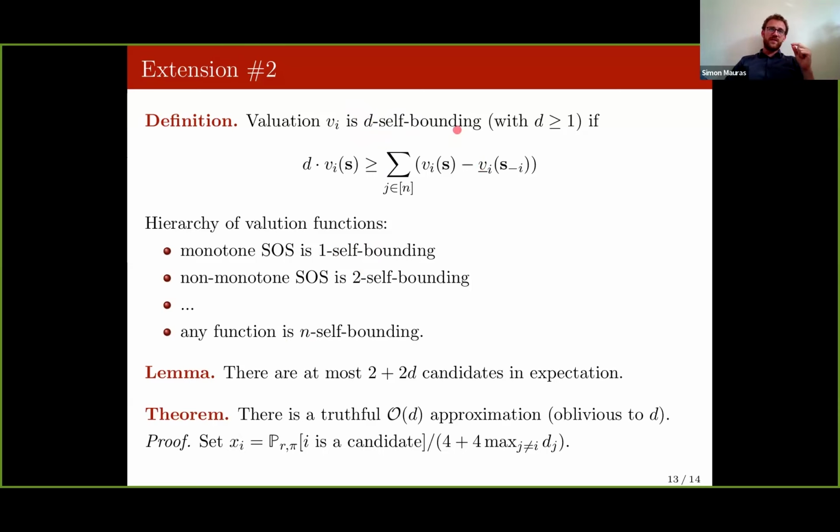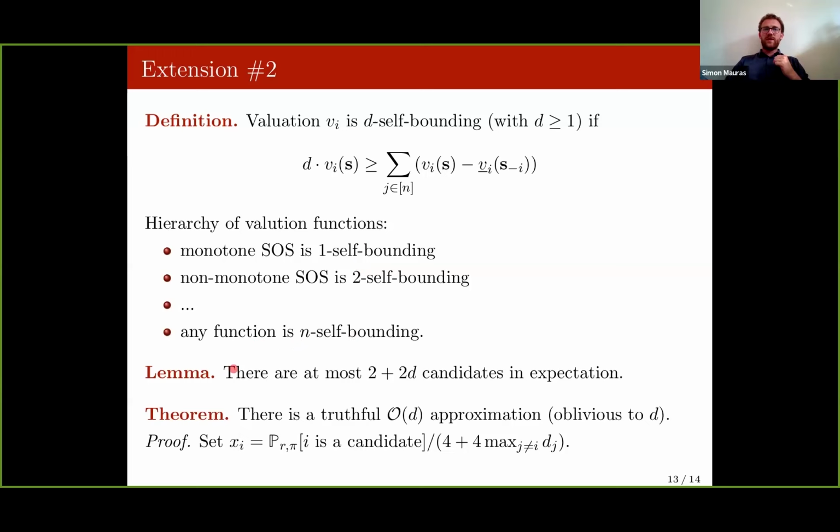If you look at this sum, it's very easy. If you take D equals N, this inequality is always going to be satisfied, right? So this hierarchy of valuation functions captures all the functions, and depending on where your function lands in the hierarchy, that will tell you how hard this instance is going to be.